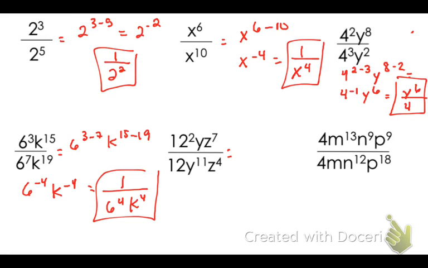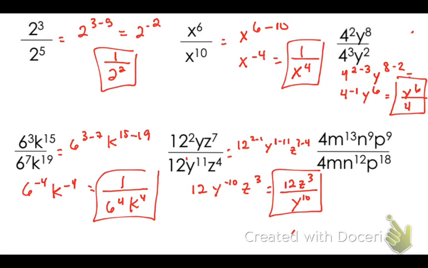Now for this one, you have 12 to the second power and 12 to the first power. So I'm left with 12 to the second minus 1. I'm left with y to the first power minus 11, and then z to the 7th power minus 4. So I'm left with 12 to the first power, y to the negative 10, z to the third power. But again, I have to write the reciprocal for some of them. So 12 stays, z to the third power stays. The only thing that has to move is y to the negative 10 power, which moves to the bottom to make it positive.